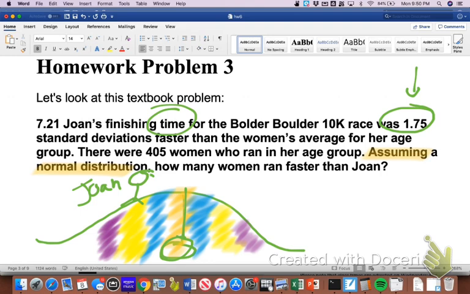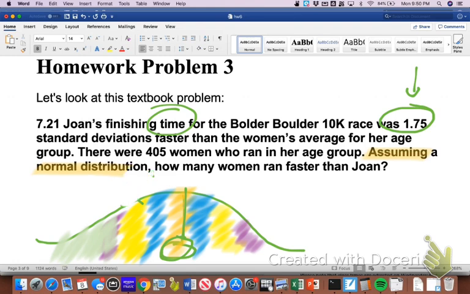So let's think about what that means. So here's Joan. We want to know who is even faster than Joan. So that means who took even less time than she did. So we're looking for these really super fast folks that are over here to the left of Joan. And again, I'm not saying my picture is to scale or anything like that, just giving you the general idea. So we basically need to figure out what's called finding the area of the curve.